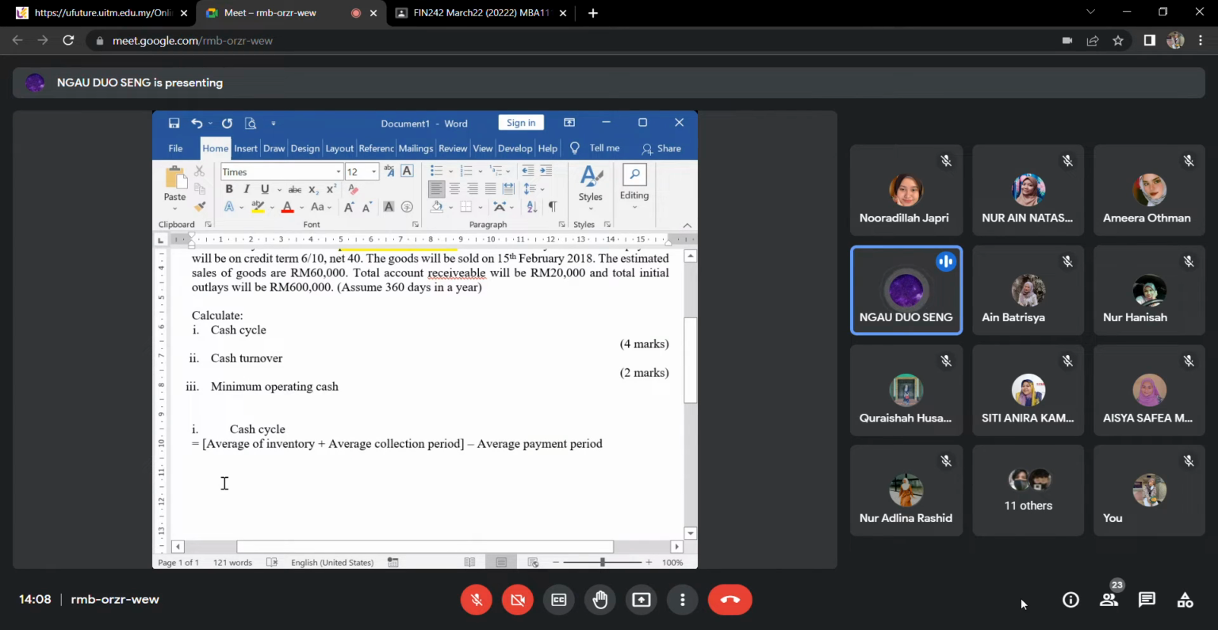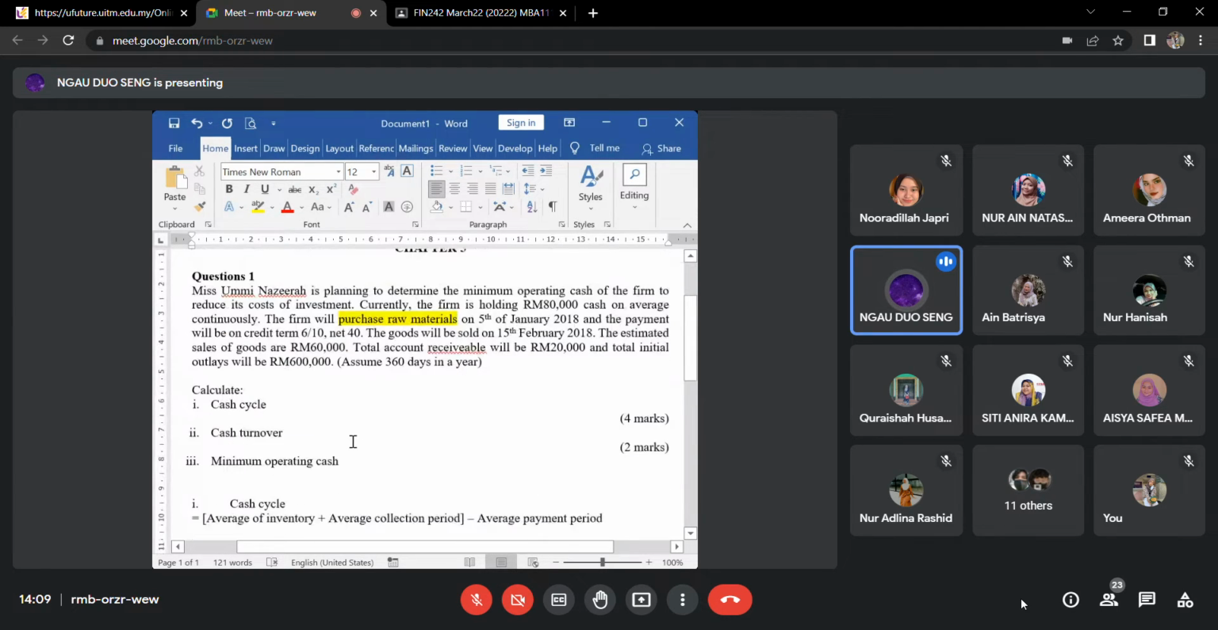So you can see here that the formula equals average of inventory plus average collection period minus the average payment period. Okay, so first we find the average of inventory, one by one. We have to find, so you refer back to the average of inventory. So is the inventory given?